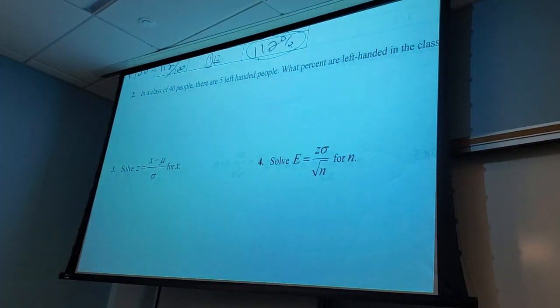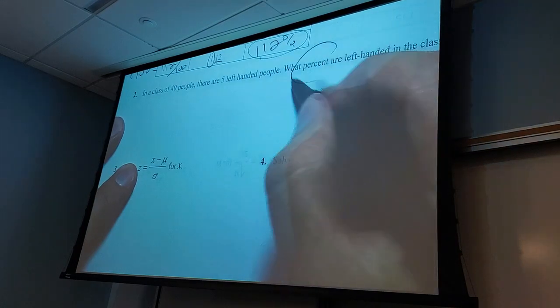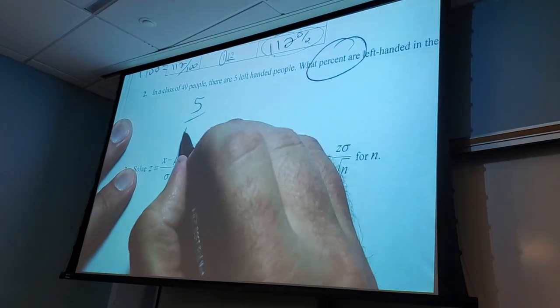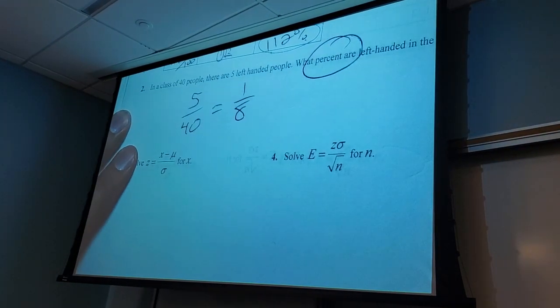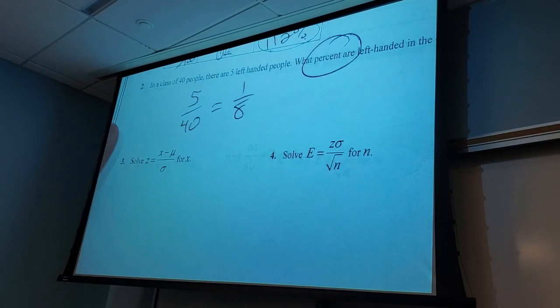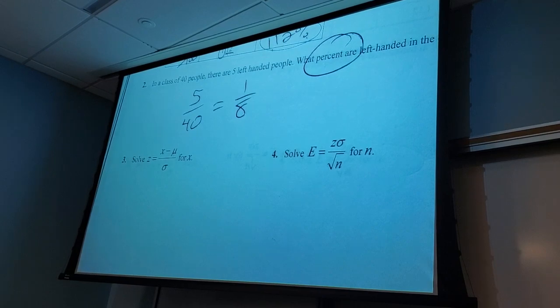So 5 over 40. You weren't allowed to use a calculator, and I want the answer as a percent. 0.5. Yeah, so 5 over 40, you can make it 1/8 if you want to. There's a few ways to do this. Personally, here's my favorite way to do this, without a calculator.